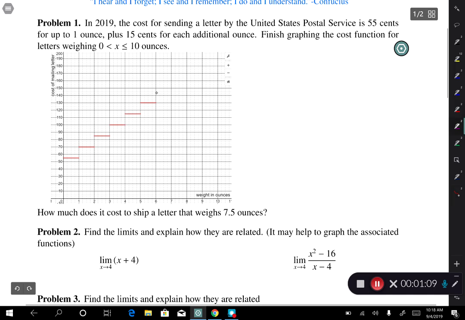So I'm going to plot these. Between 6 and 7 I need to go up from $1.30 to $1.45, which would be right there. Then from 7 to 8 I need to go up another 15 cents, so that should be $1.60. From 8 to 9 that would be $1.75. And from 9 to 10, it should be $1.90. Okay, so that's the graph of the cost function.